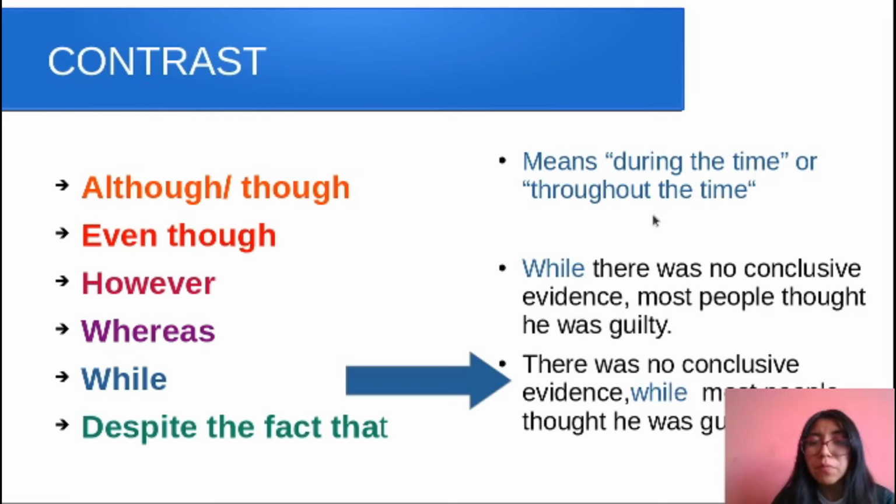Okay? And what is the position? We are going to use it at the beginning of the sentence. When you use it at the beginning, you have to use a comma. While there was no conclusive evidence, comma, most people thought he was guilty. In the second example, that is the same sentence. There was no conclusive evidence, while most people thought he was guilty. Okay, that is the same. We are showing during the time.